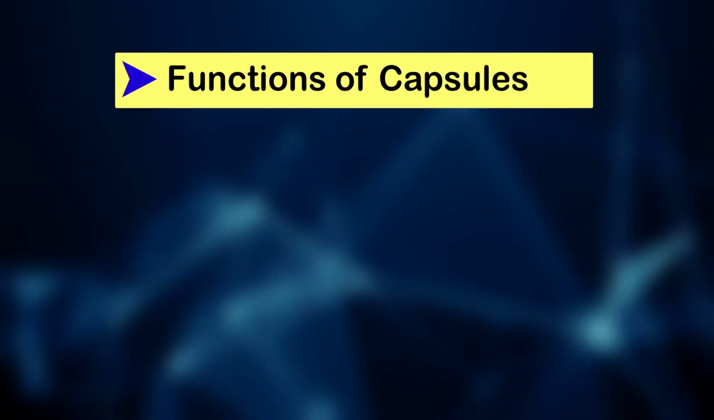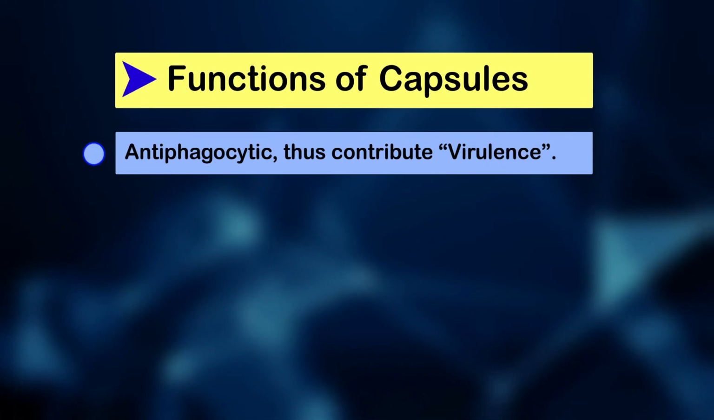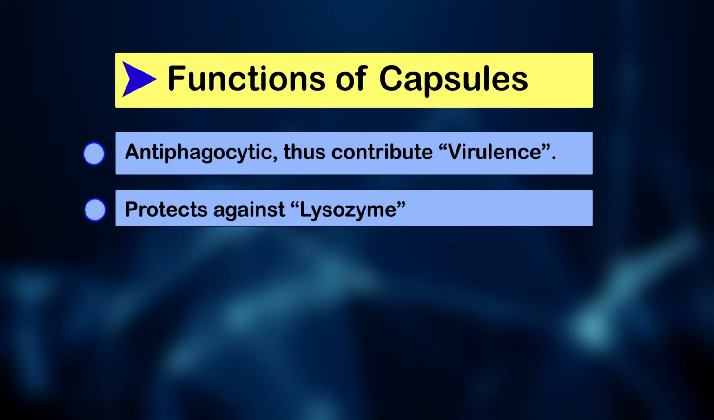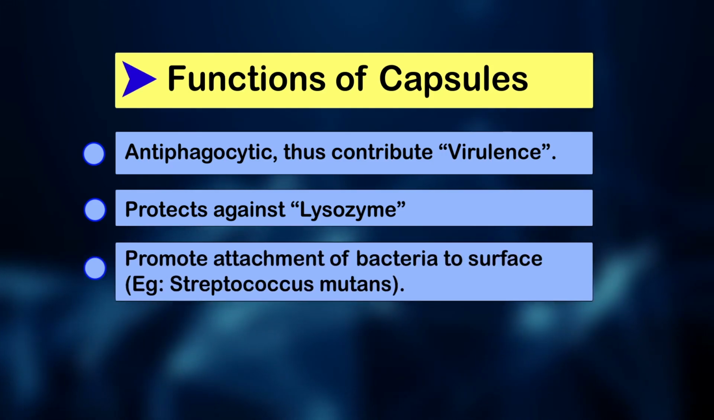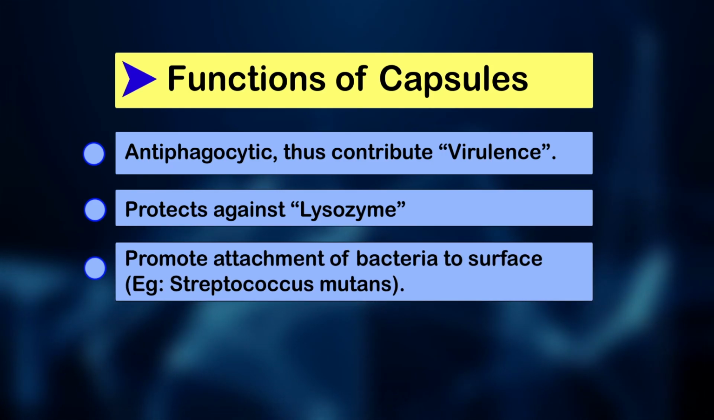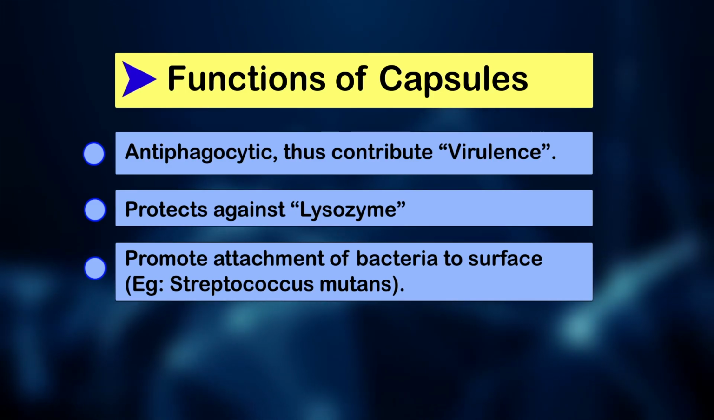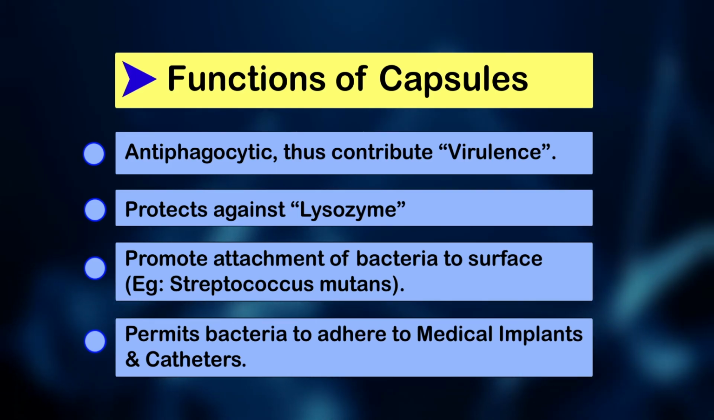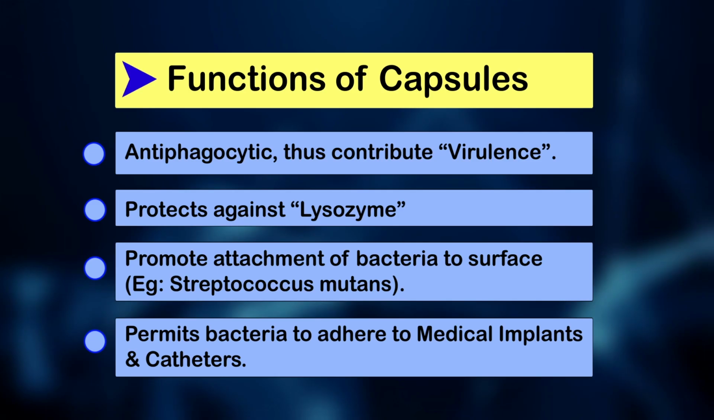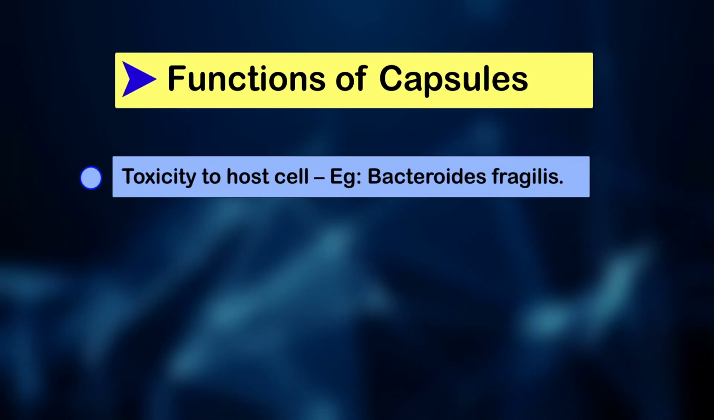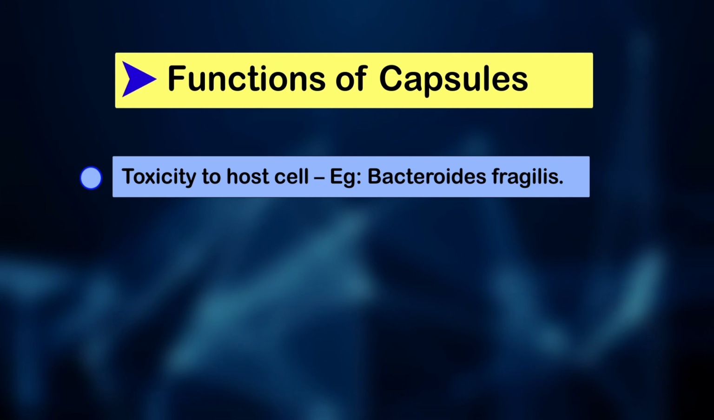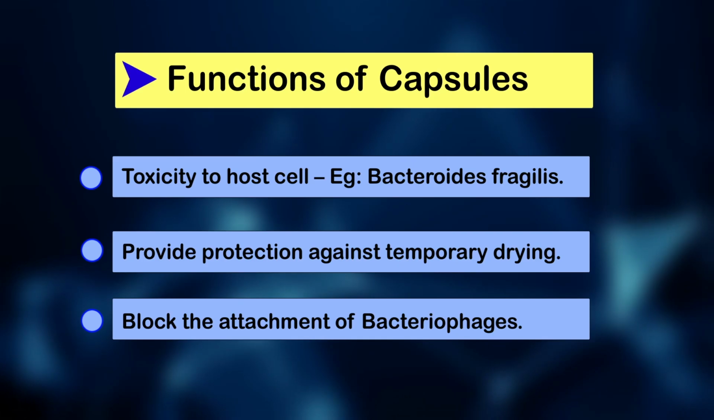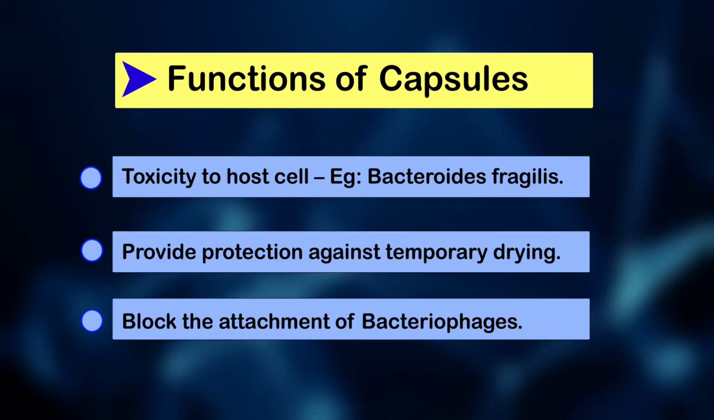The function of the capsule: the capsule is anti-phagocytic, which contributes to virulence, protects against lysozyme, and promotes attachment of bacteria to surfaces. The most important example is Streptococcus mutans, which permits bacteria to adhere to medical implants or catheters. Toxicity to host cells, for example flagellin, provides protection against desiccation, and blocks the attachment of bacteriophage.